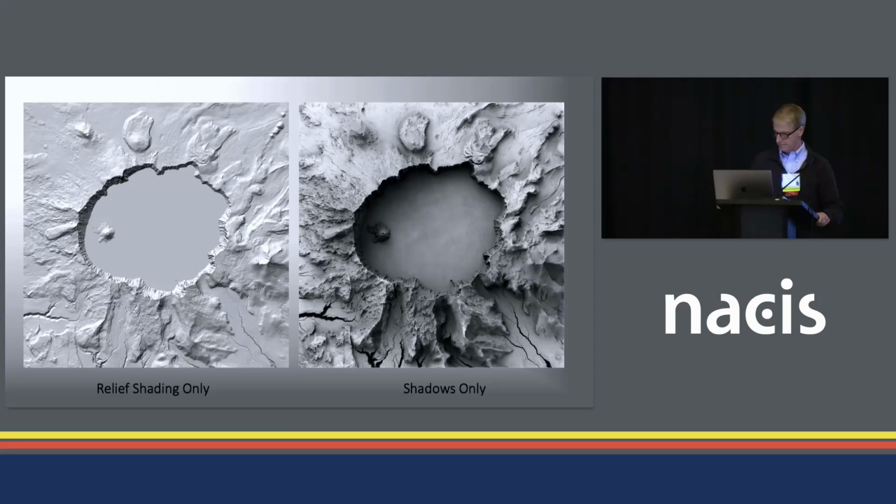So here's an example of relief shading of the Crater Lake area, and the one on the left shows just relief shading only. It's still using the sky model, but it's only using relief shading. And the one on the right shows shadows only. So the one on the right has no relief shading at all associated with it. It's just summing up all of those different shadows from all of those different directions, and it's creating a rendering of the terrain that looks to us about as detailed as the shaded relief.